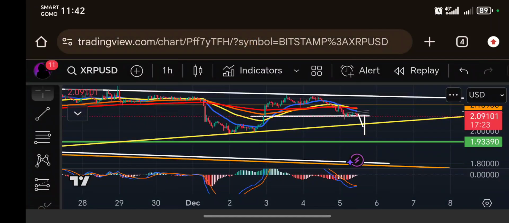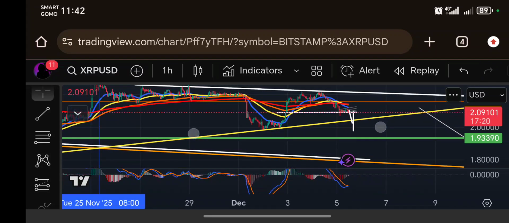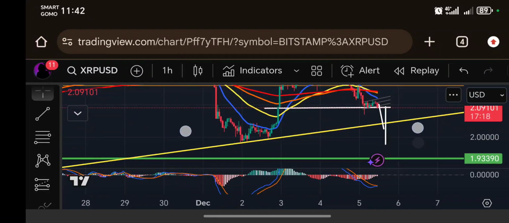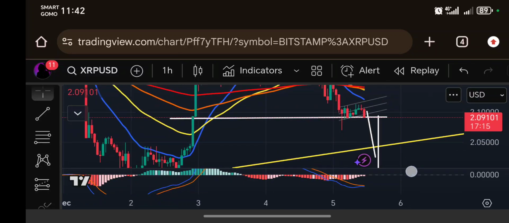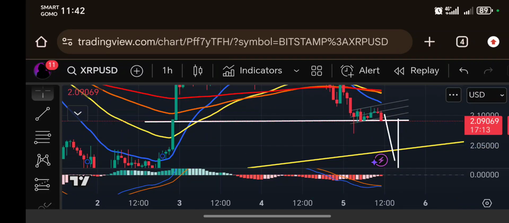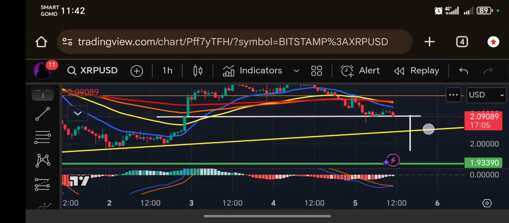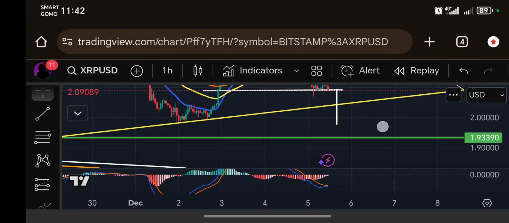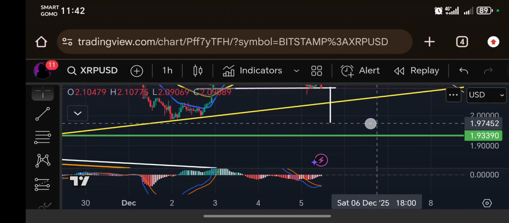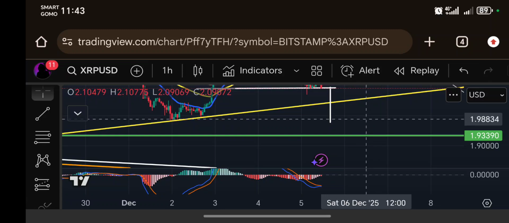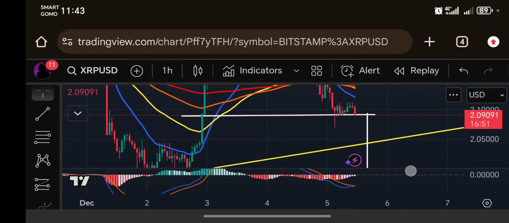Also for your XRP, maybe this parallel channel is broken up. It's already broken. Okay, so let's stick to this inverse cup and handle pattern here, which will lead us to the downside at the 1.98 level, 1.97, 1.98, or touching here 1.98. Yep, maybe this is gonna be your breakout candle if that happens, right?